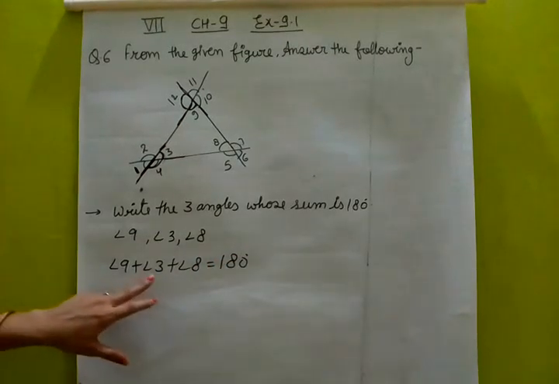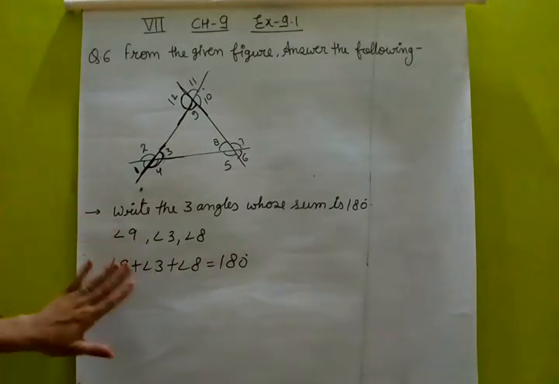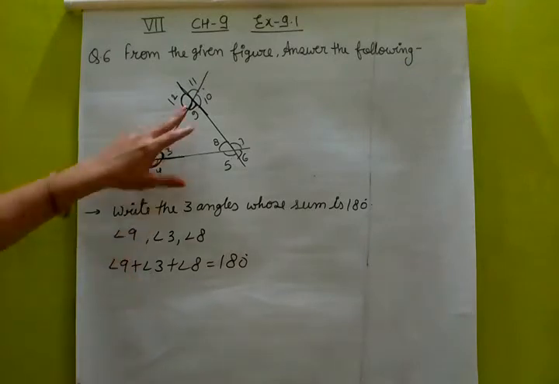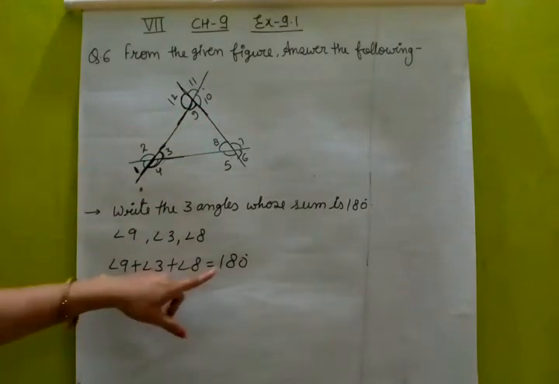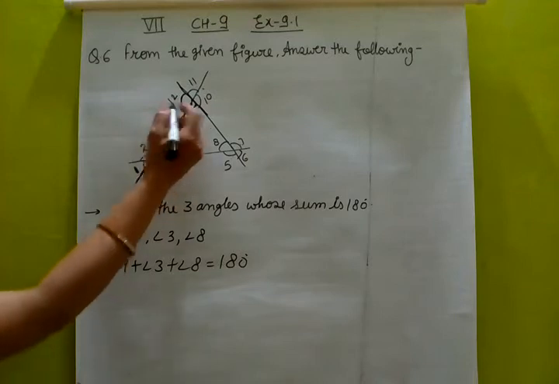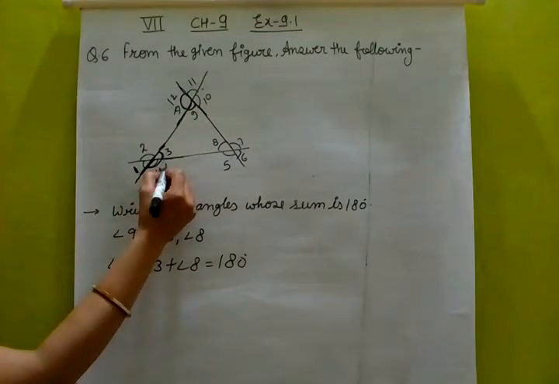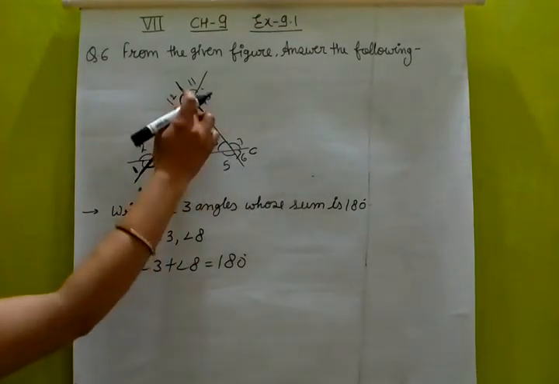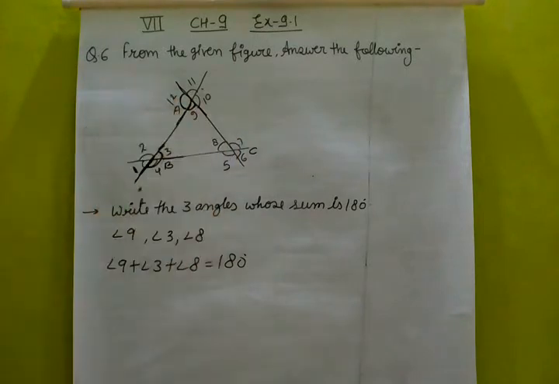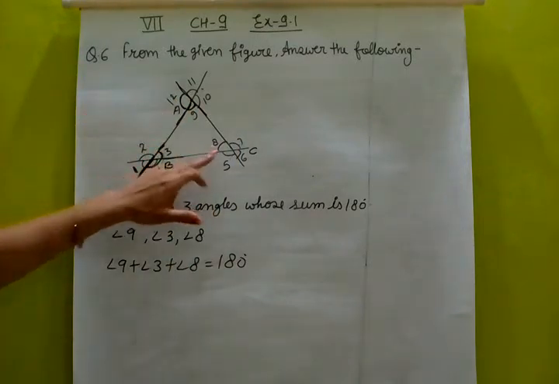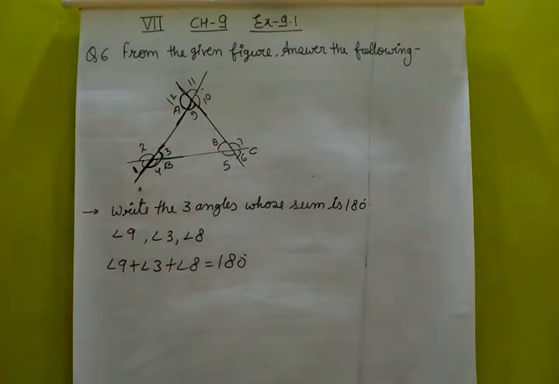By the angle sum property of a triangle, the sum of all the angles of a triangle is 180 degrees. And this is the triangle; I can give the names: this is point A, this is point B and this is point C. So ABC is the triangle, and angle 9, angle 3, angle 8 will sum to 180 degrees. Okay students, this question number 6 you can do in your book only.